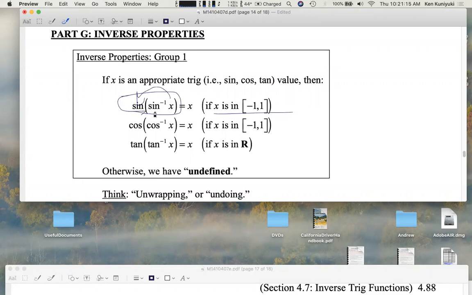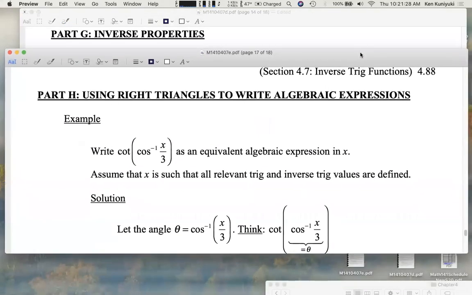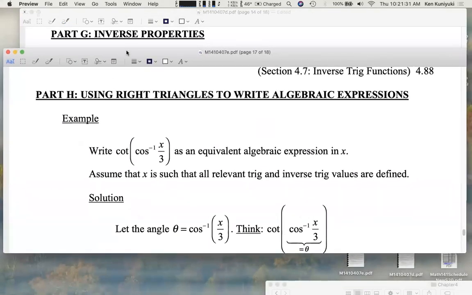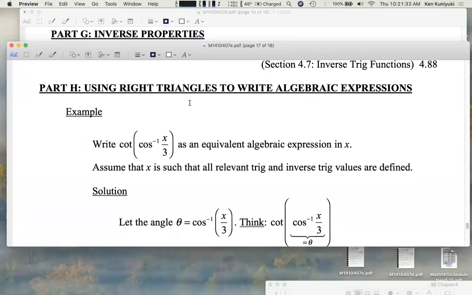But what if instead of inverse sine, we had another inverse trig function, like inverse cosine or inverse tangent? Then we wouldn't have an inverse property. In order to simplify the expression, we may have to use right triangles. We're now going to use a right triangle method to rewrite an expression like this as an equivalent algebraic expression in x, something that we might have seen in chapters 0, 1, or 2. Think of the quadratic formula.